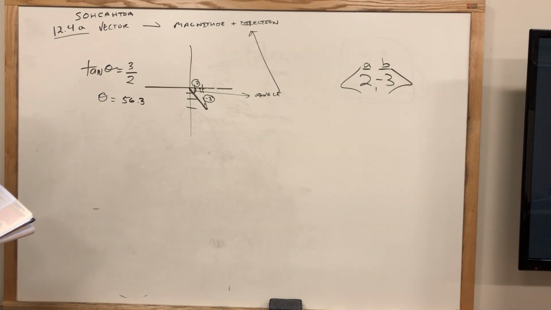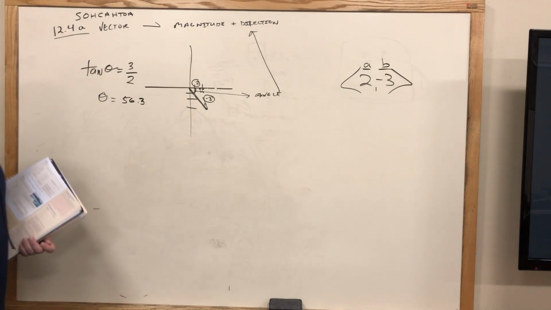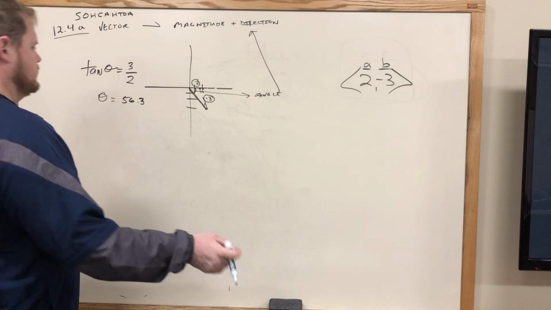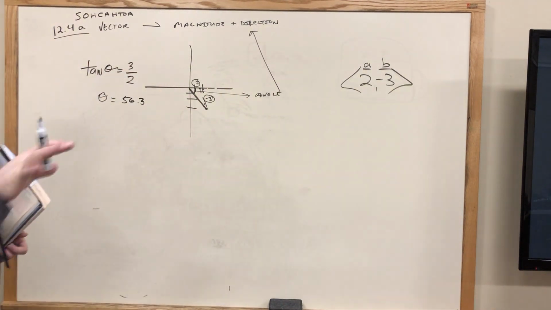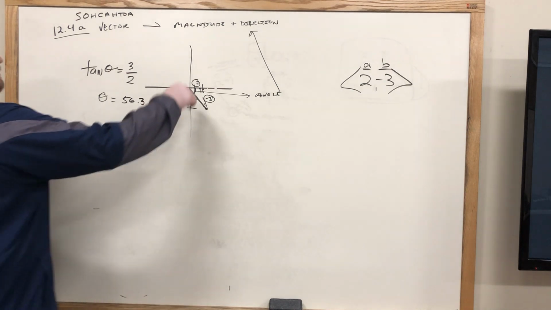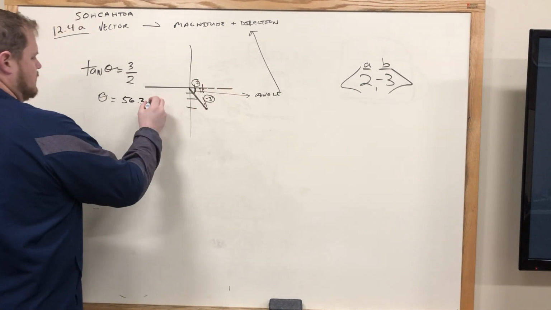Now, which way is it going? Basically, it's a negative 56 degrees, and we will talk about that in the future. But it's 56 degrees below the x-axis.